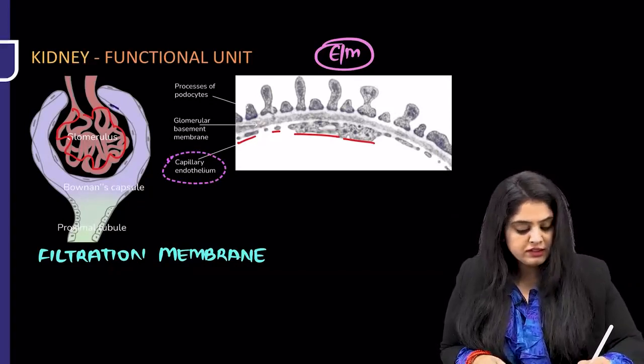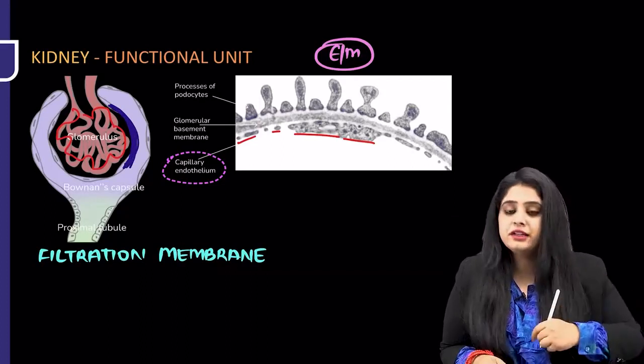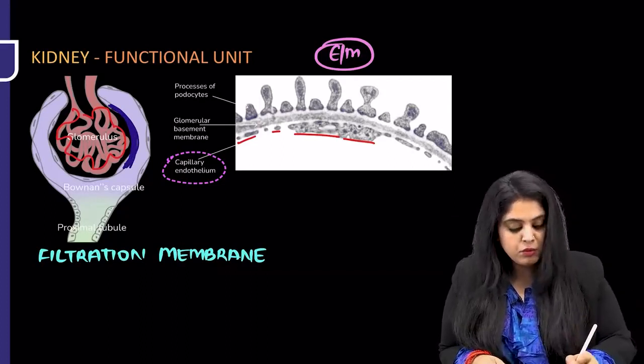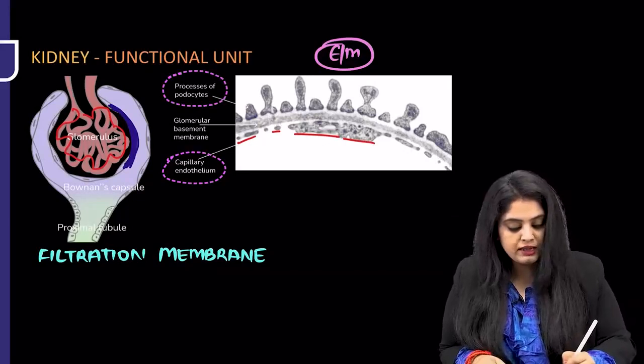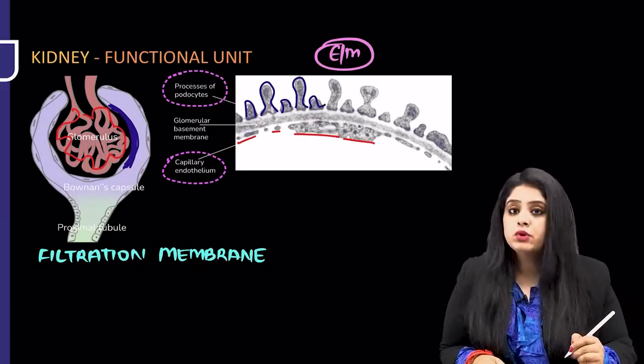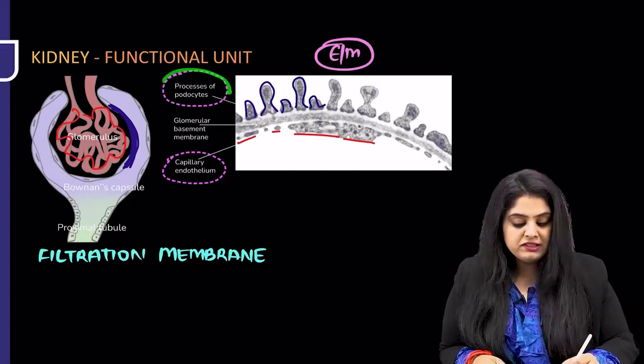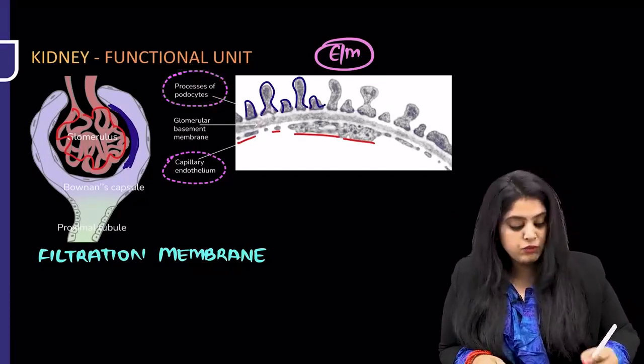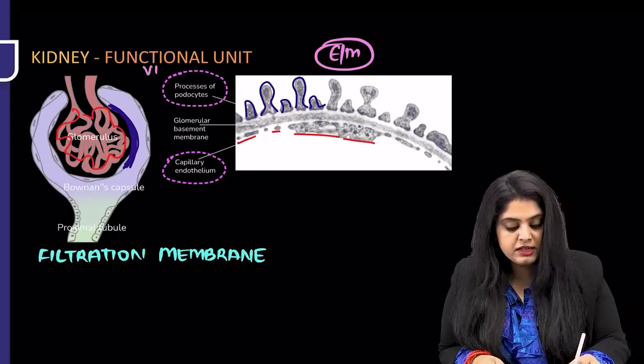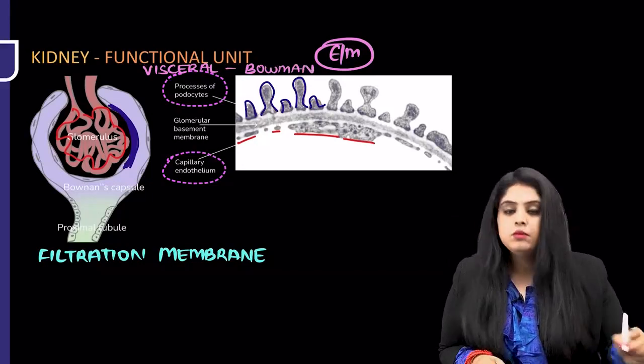Then over here you can see this blue color layer, and what is this? Bowman's capsule. Do you want to look at this under the microscope? This is the Bowman's capsule. How is it looking? The Bowman's capsule has these feet. It has these podocytes. So please note, the Bowman's capsule has podocytes, and which layer of the Bowman's capsule is it? It is the visceral layer of the Bowman's capsule.